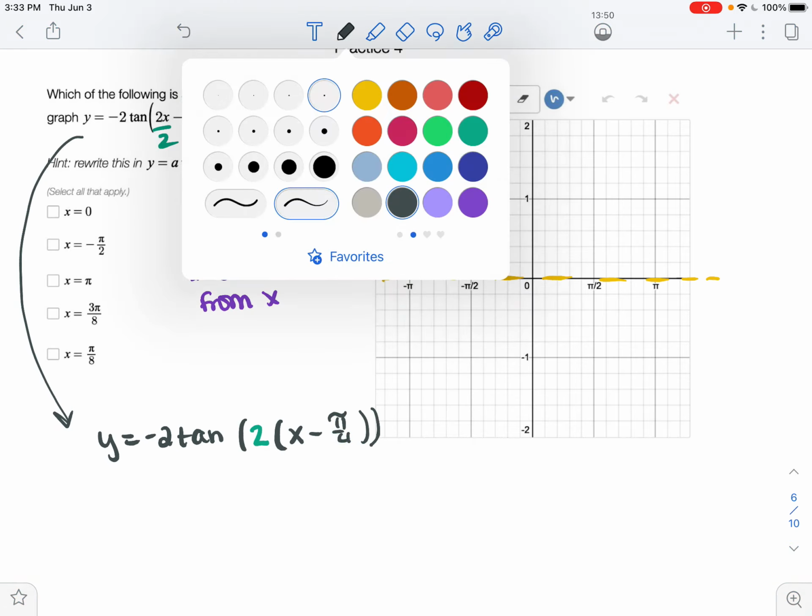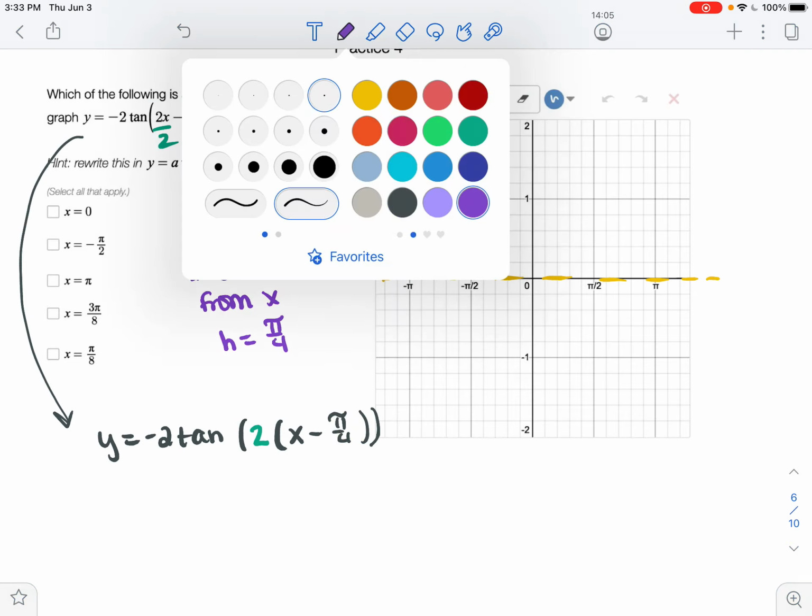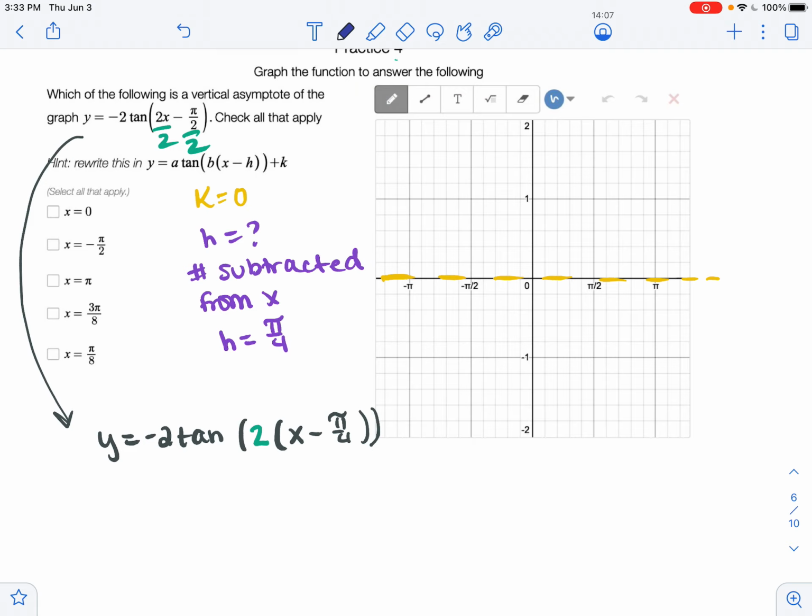Okay. What that tells us is that our h value is equal to pi over 4. Notice it's a positive shift because we are subtracting pi over 4. The number that is subtracted is positive pi over 4. So this means our midpoint, right? Remember from our notes that for tangent, that midpoint is h comma k. So h is pi over 4. K is 0.